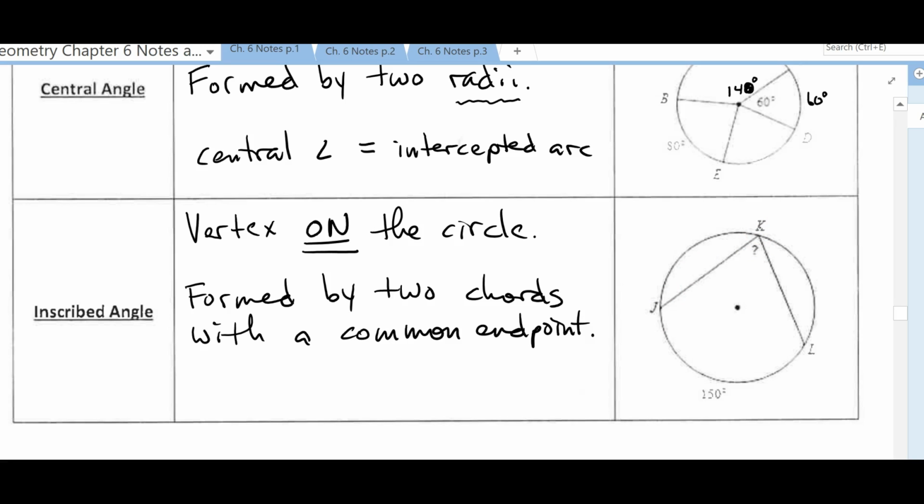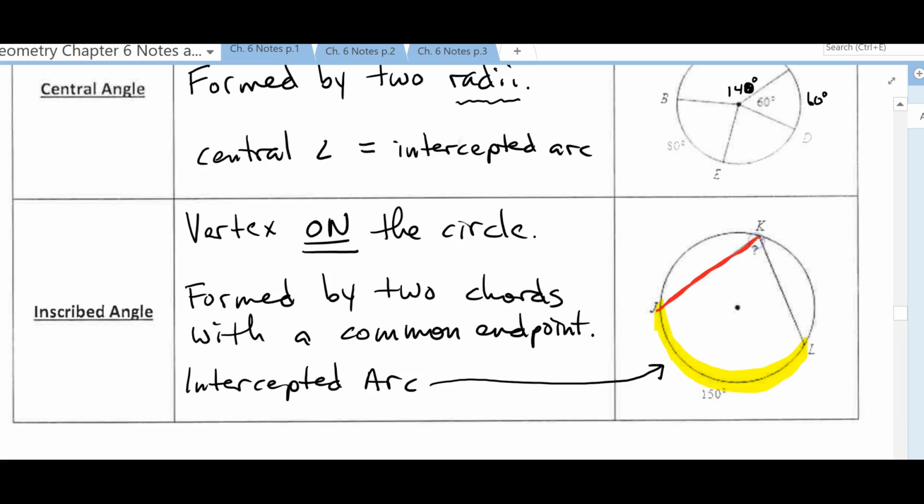All right, so we're going to talk a lot about the intercepted arc. Intercepted arc. Okay, in this picture here, the intercepted arc, I'm going to highlight this here, is arc JL. So we can see that our inscribed angle is right here. Its vertex is K, and it's on the circle as opposed to what we've done before with central angles, which are at the center. And then this is the arc that it intercepts.